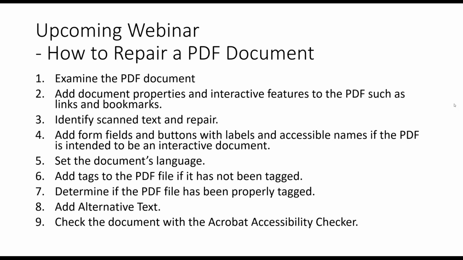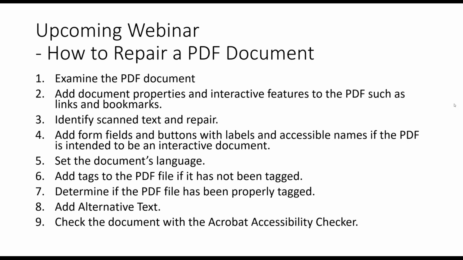How to set the document's language, how to add those tags in the reading order, how to determine if it has been properly tagged and how to tag it. Simply how to add alternative text. That's probably the easiest thing with remediating a PDF document. It's really that text that becomes an issue. And then how to use their accessibility checker and when to use it and when to ignore some of the features of that accessibility checker, because sometimes the checker will ask you to fix things that don't need fixing.